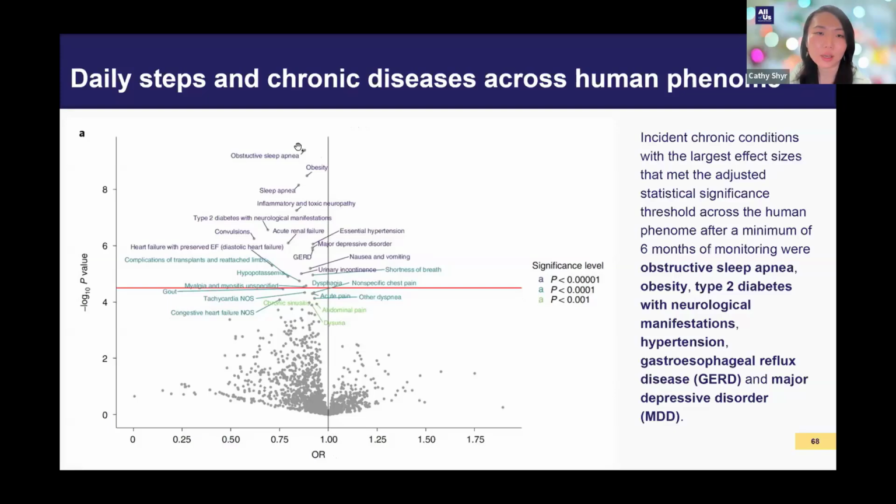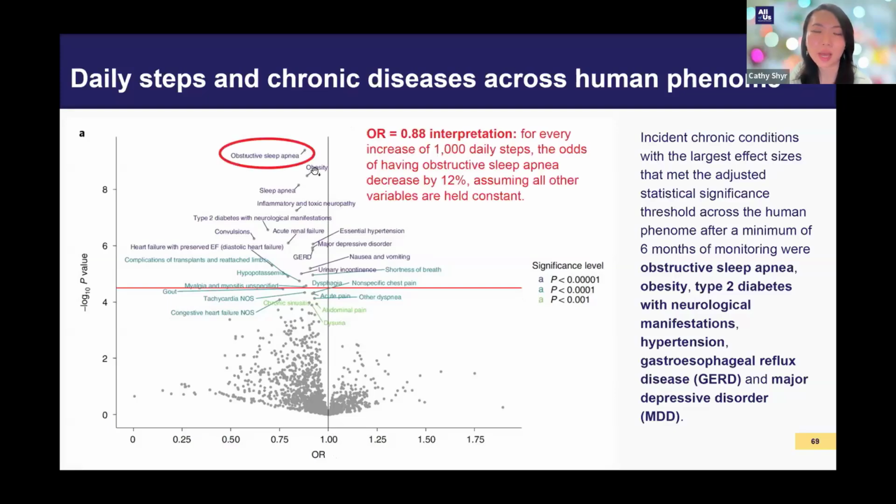So what this tells us is that, for example, if we take a look at obstructive sleep apnea, down here, it has an odds ratio of about 0.88. The interpretation here is that for every increase of 1,000 daily steps, the odds of having OSA decrease by 12%, assuming that all of the other variables are held constant. Essentially, what this tells us is that as individuals take more steps, this higher activity level is associated with lower disease risk for specifically these diseases. And all of the gray dots that you see here towards the bottom are results that were not statistically significant.